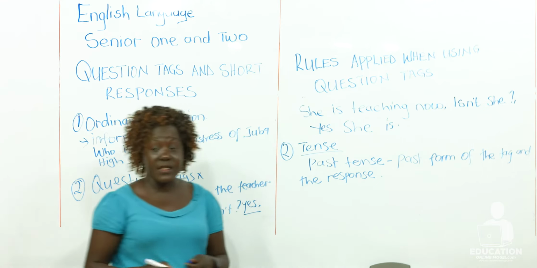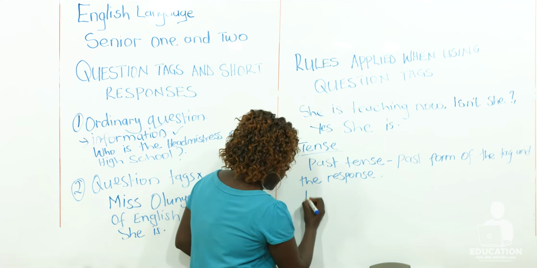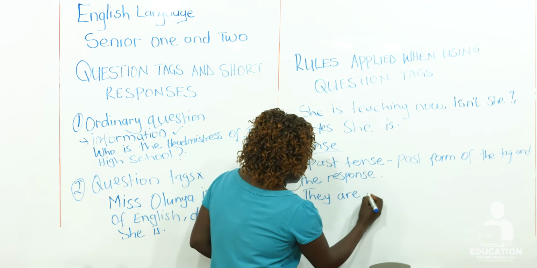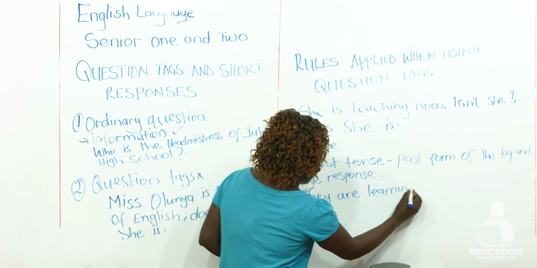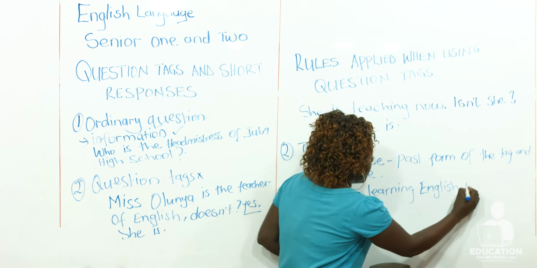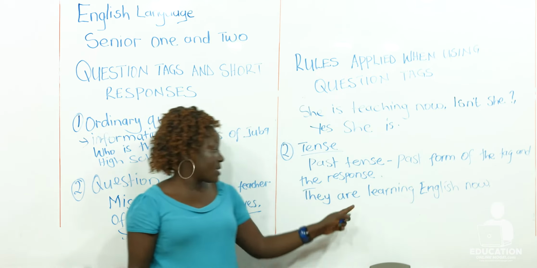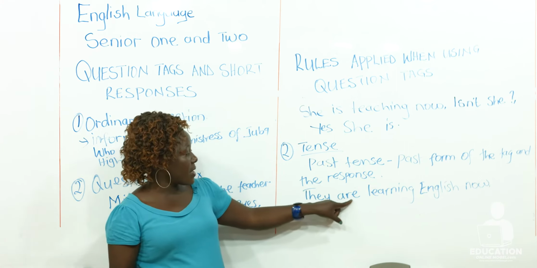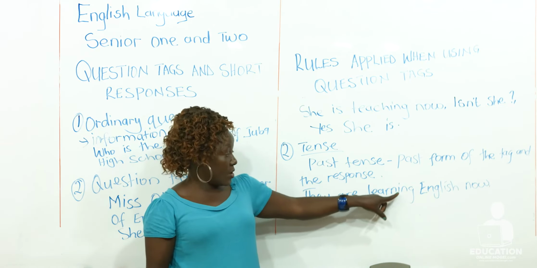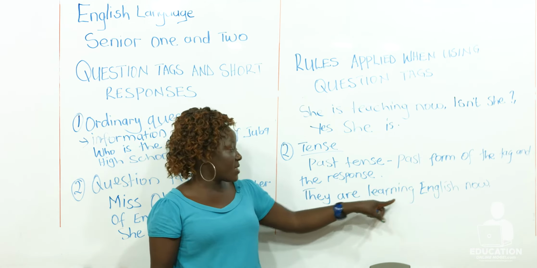Right, let us see an example here. They are learning English now. Now, what type of tense is this? This is a present tense because of this auxiliary are, which is in the present form, and the main verb learning, because of this ing, it is still continuing. Their learning process is continuing.